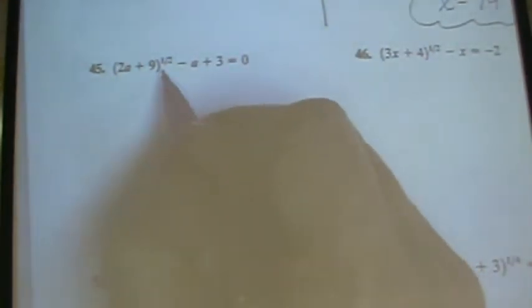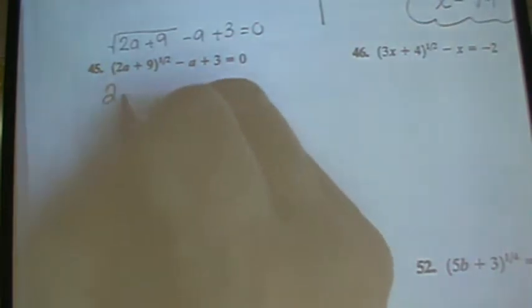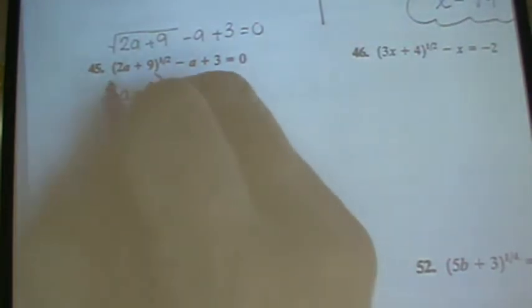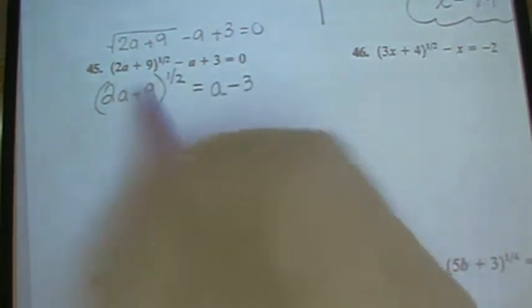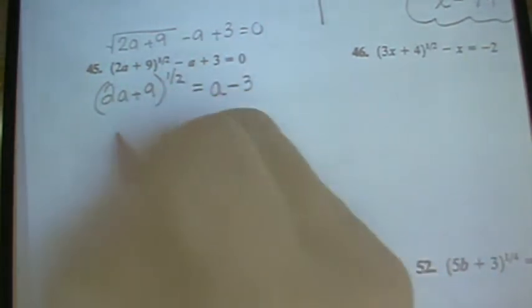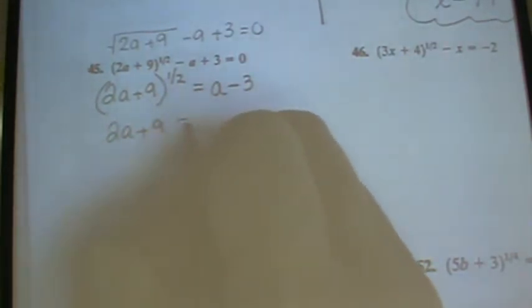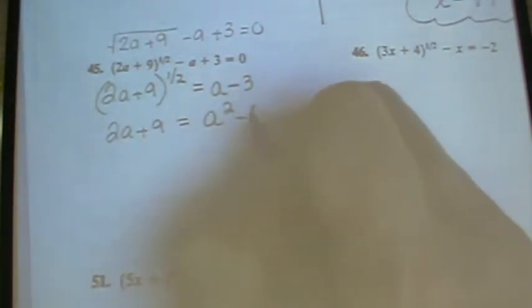The only difference on this one is it's not written with, this could be written like this. This 1/2 power means 2a plus 9. So you do the same thing like you did the problem above. You're going to bring these two to the other side. The negative a will be a positive a. The 3 will become a negative 3. So now you're going to square both sides. When you square this side, you get 2a plus 9. When you square this side, you get a squared minus 6a plus 9.